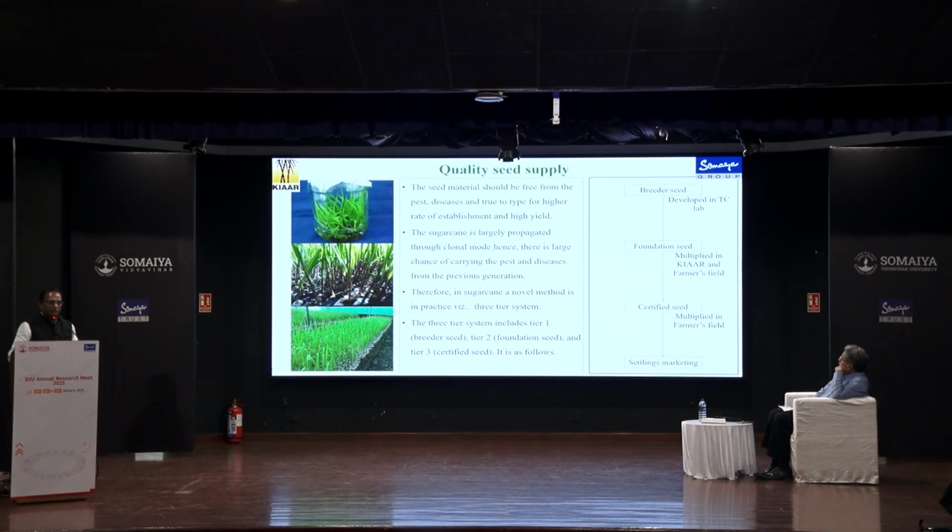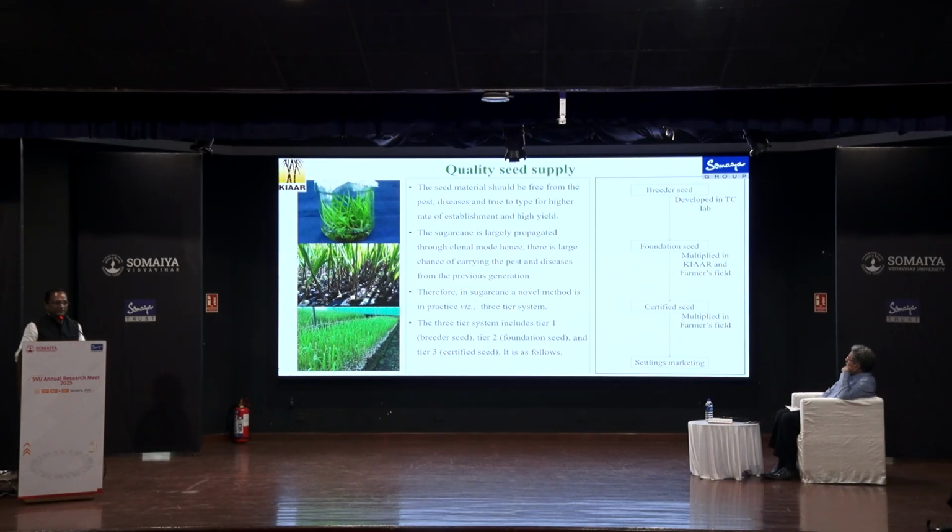And then we work for the quality planting material supply through our tissue culture laboratory. So a 3-tier system is there, where we bring the quality material which is approved by the Sugarcane Breeding Institute, which is viral free. It is tested by the accredited institutes, and then we multiply these and give to the farmers.